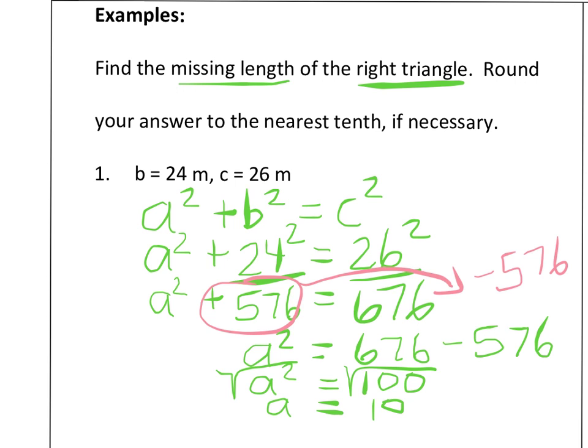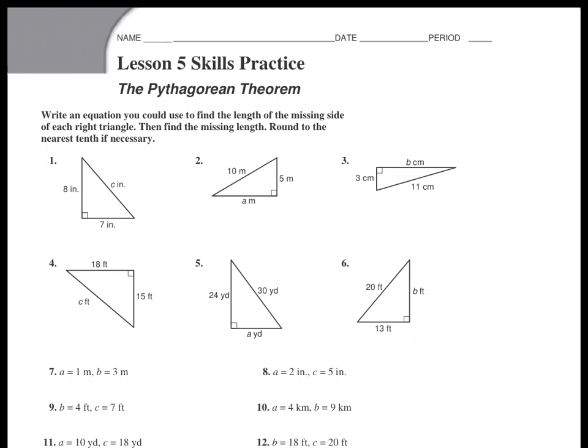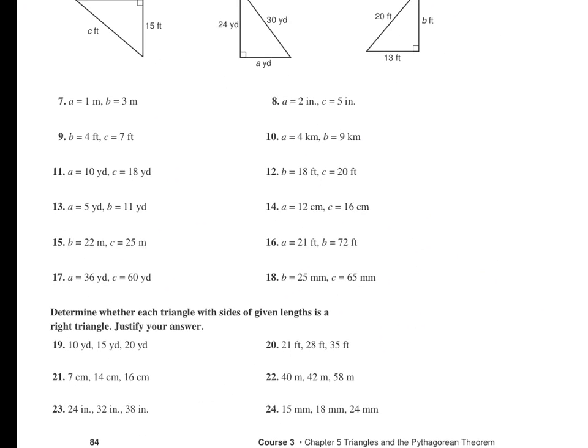So go ahead and try on your worksheet here. I want you to try to do number 12 this time. So take a look at Lesson 5, Skills Practice, again, still the same worksheet. And this time I want you to do number 12. And I want you to find missing side A on number 12. Pause the video, try that one. When you get finished, raise your hand, let me check it, and then you can go on with the video.